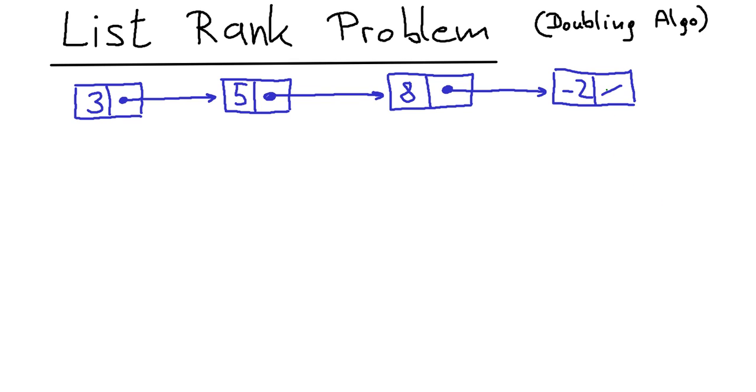Hello! In this video, I want to explain to you the so-called doubling algorithm, according to Wikipedia, that is solving the so-called list rank problem in a parallel manner.